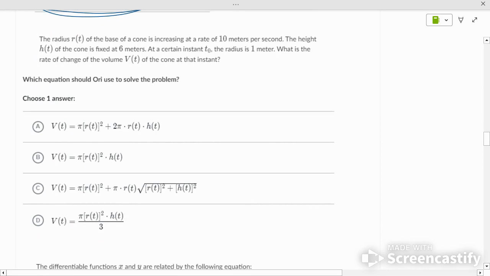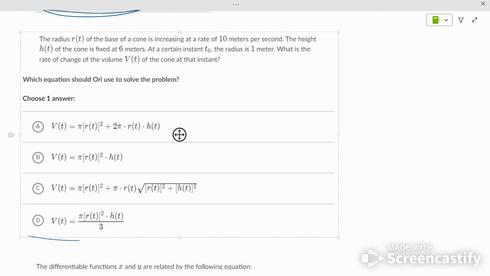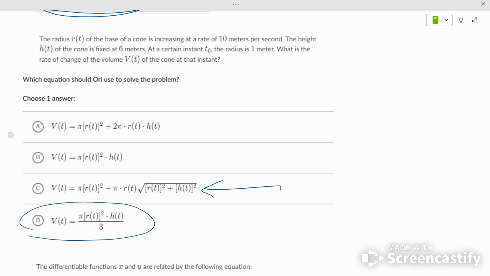The radius of a cone is increasing at 10 meters per second. Volume of a cone. Well, if you see volume and cone, what formula are you looking for? Volume of a cone formula. Is that A, B, C, or D on this? It would be D, because the divided by 3 is the 1/3 pi r squared h. Okay? They just look a little bit different. This one deals with slant height with the whole square root. That's the surface area of a cone.